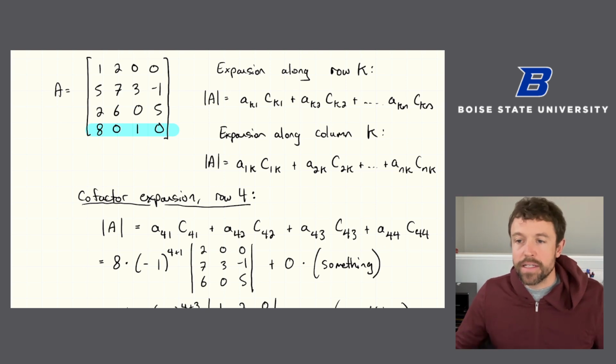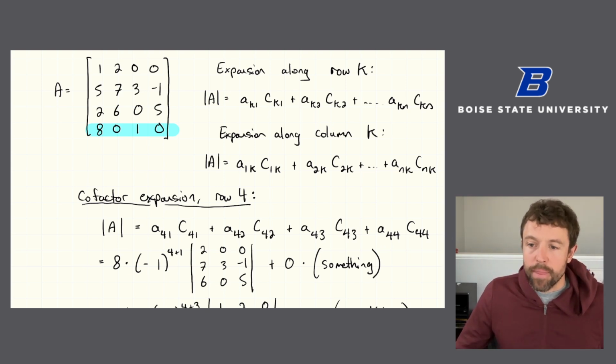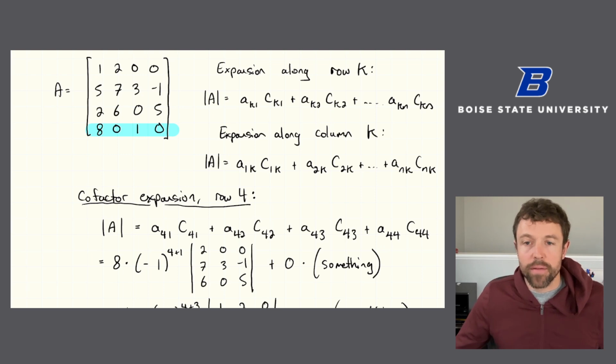So hopefully that clarifies a little bit of why this formula works. And again, it can be a really quick formula if you have a matrix that has a lot of zeros, especially if they're all in the same row or column.